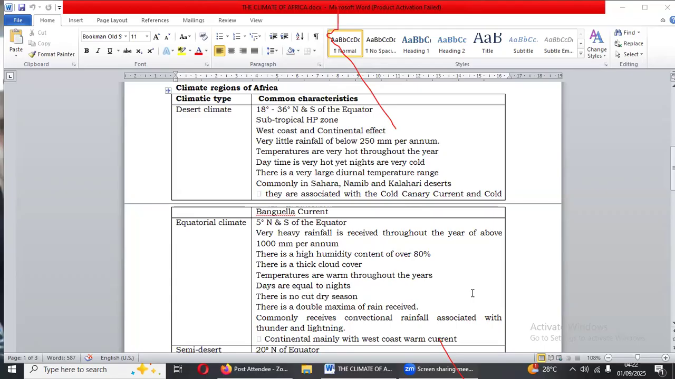Then there is a very large, do you know, temperature range? Whenever we go to the climatic graph or the climatic records for desert climate, you'll find that the temperatures are very high. Commonly in Sahara, Namibia, and Kalahari Desert, they're associated with cold Canary currents and cold Benguela currents.